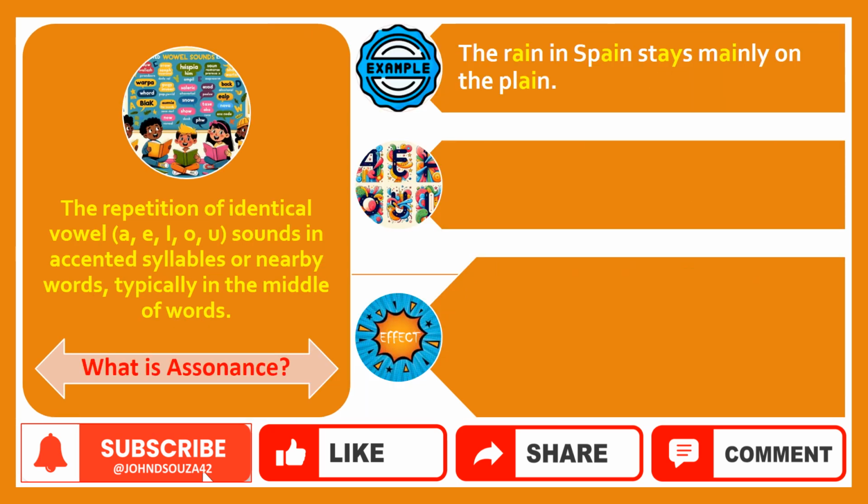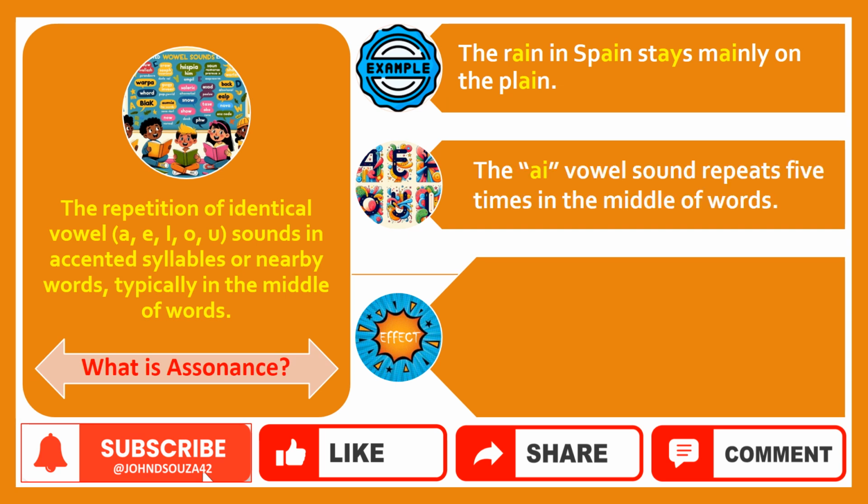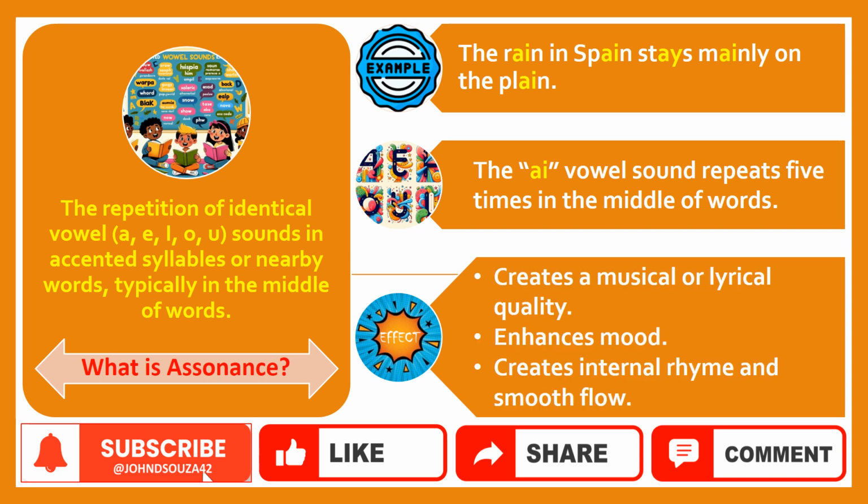What is assonance? It is a repetition of identical vowel (A, E, I, O, U) sounds in accented syllables or nearby words, typically in the middle of words. In the example, the AI vowel sound repeats 5 times in the middle of words. Assonance creates a musical or lyrical quality, enhances mood, and creates internal rhyme and smooth flow.